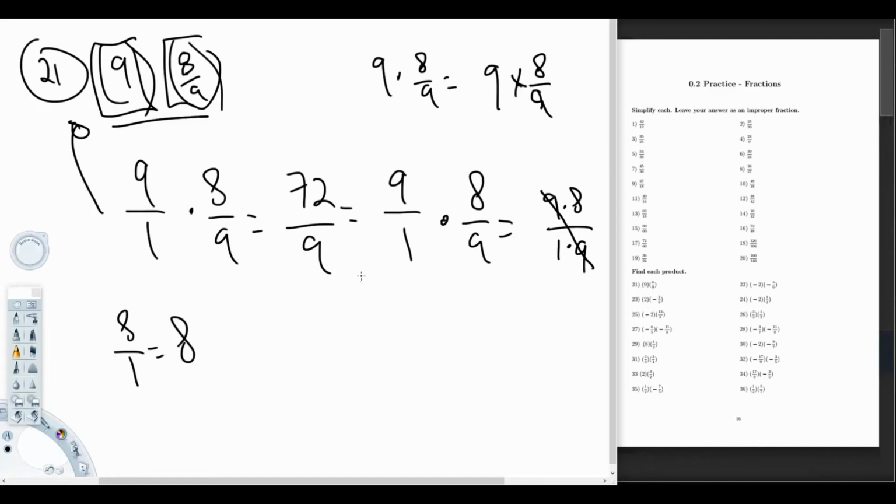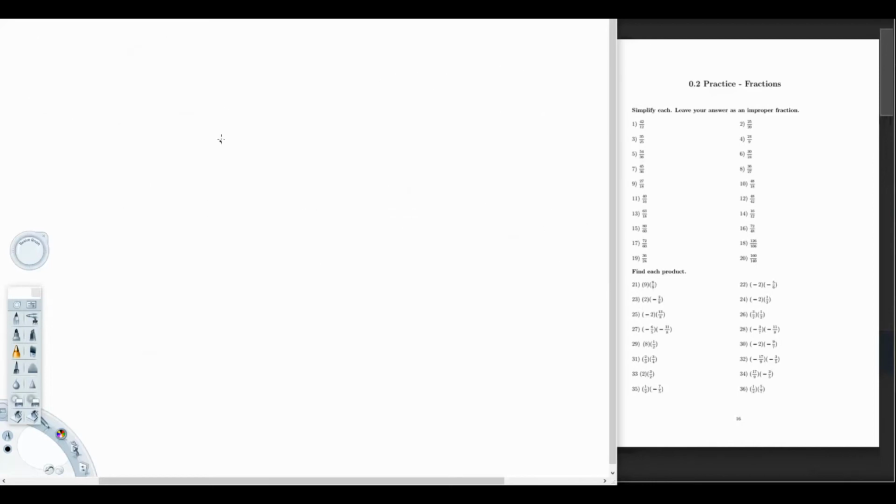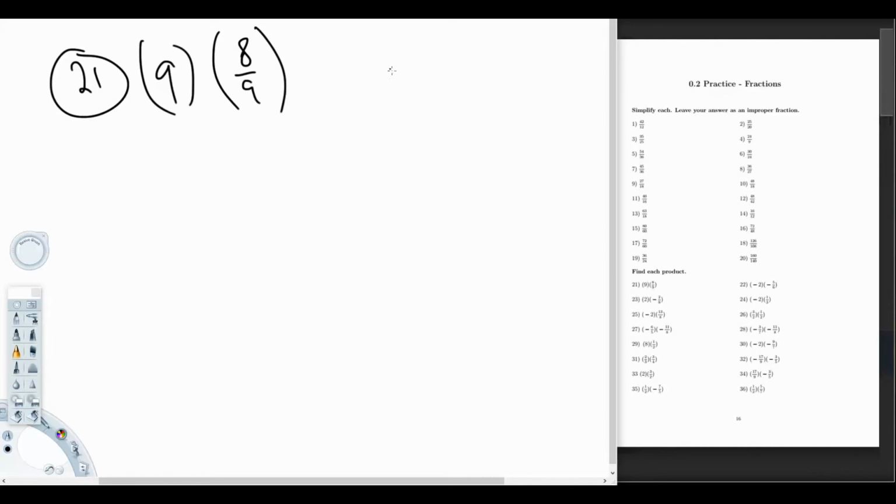I don't know if that makes sense. Let's start over again, shall we? Number 21 in depth now. 9 in brackets multiplied by 8 over 9. We said when we're multiplying fractions, x, y, x, y. I'm just putting x there. You can put any number there. It doesn't really matter. Anytime you're multiplying these things, what you're really saying is x times y divided by x times y.